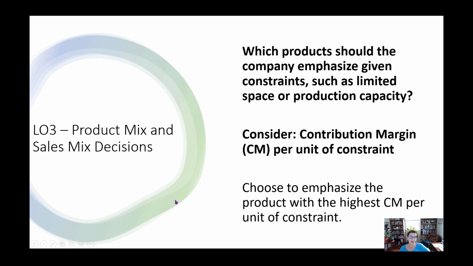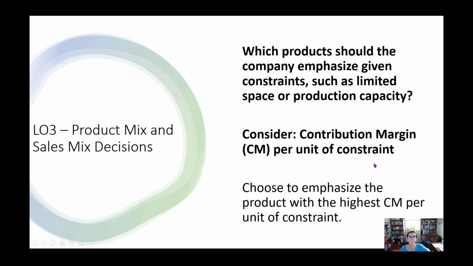All right, next up are product mix and sales mix decisions. And the question here is, which products should the company emphasize given constraints, such as limited space or production capacity? So what does that mean? That means, let's say you have a certain amount of floor space to show your products. Let's say you only have a certain number of machine hours to manufacture your product, or maybe there's a shortage of a material that you need and you only have a certain number of pounds or a certain number of units of direct materials that you can use to make a product. So how do you decide which product to emphasize? And the answer is contribution margin per unit of constraint.